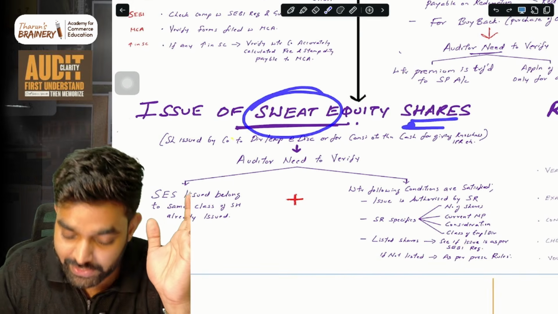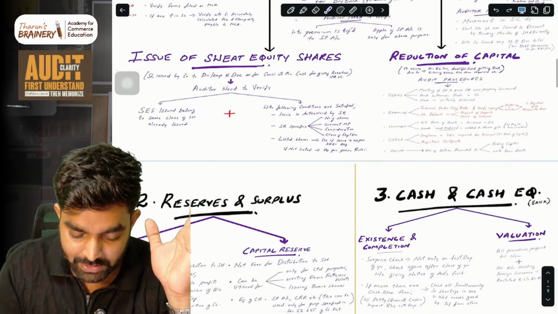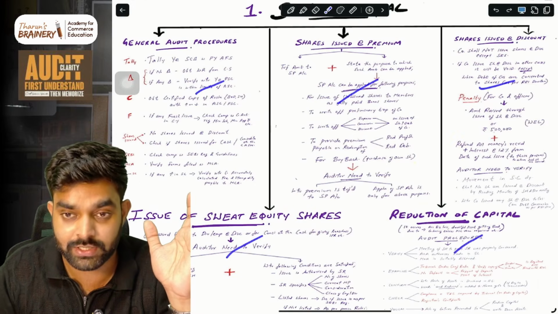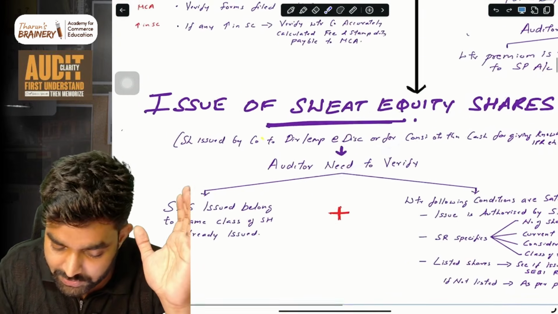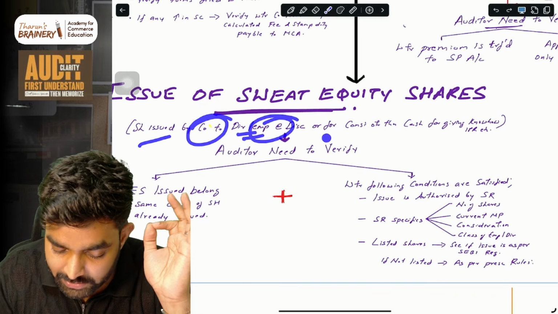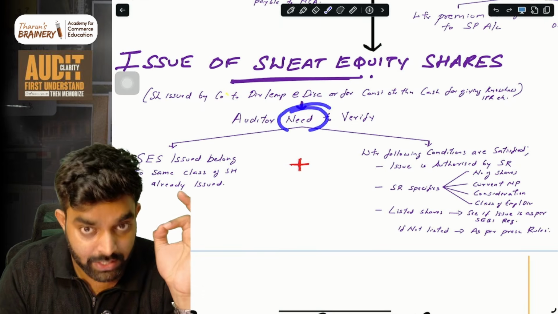Then issue of sweat equity shares. Here we learned about sweat equity shares. That is another case. These are 5 cases: general procedure, premium, discount, sweat equity share, reduction of capital. Shares issued by the company to directors or employees at a discount or for consideration other than cash are called sweat equity shares. So the auditor has to verify 2 things.